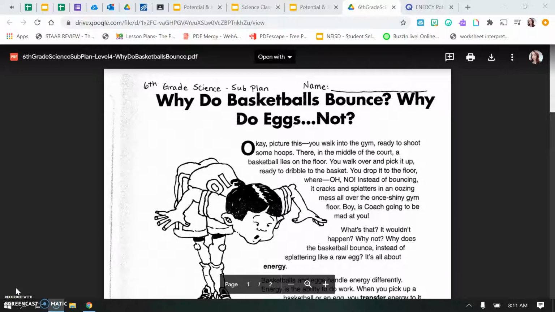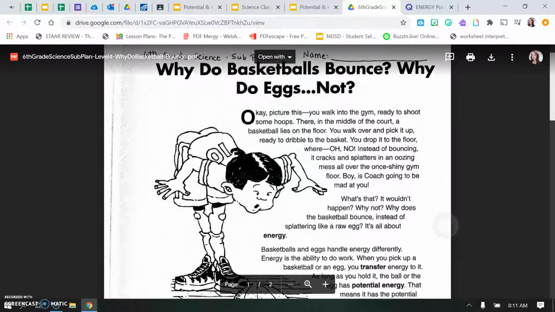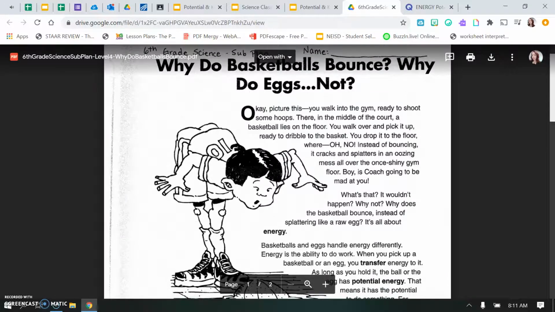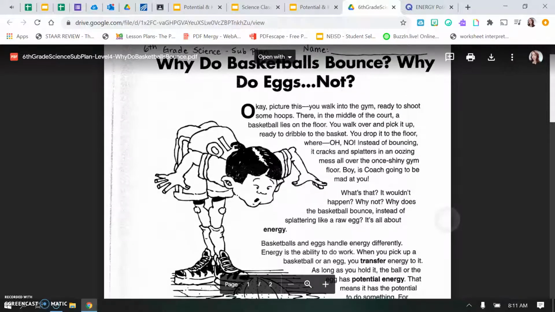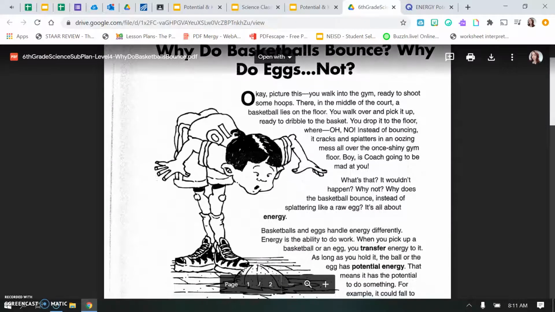Why do basketballs bounce? Why do eggs not? Okay, picture this. You walk into the gym ready to shoot some hoops. There in the middle of the court, a basketball lies on the floor. You walk over and pick it up, ready to dribble to the basket.